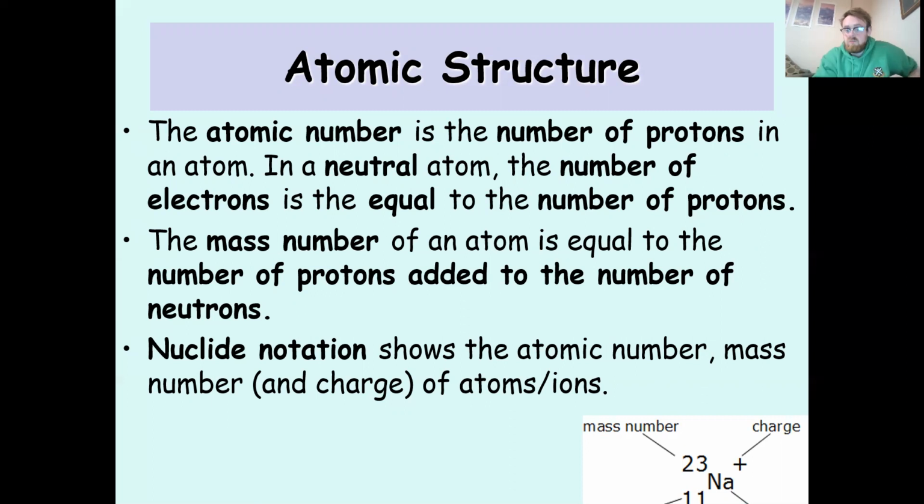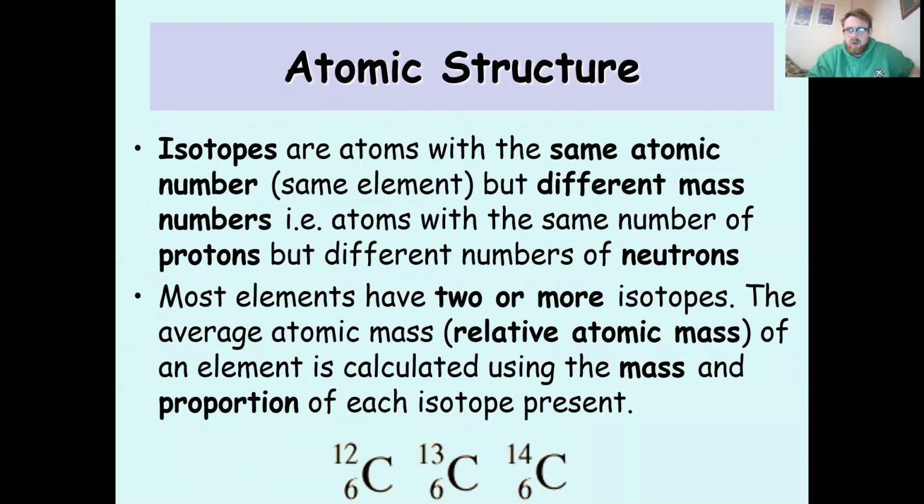Remember, the mass number is the number of protons added to the number of neutrons. Remember, that's because those are the particles that have mass. Nuclide notation is as follows. You need to remember that. You need to remember the mass number at the top, the atomic number at the bottom, and the symbol is Na.